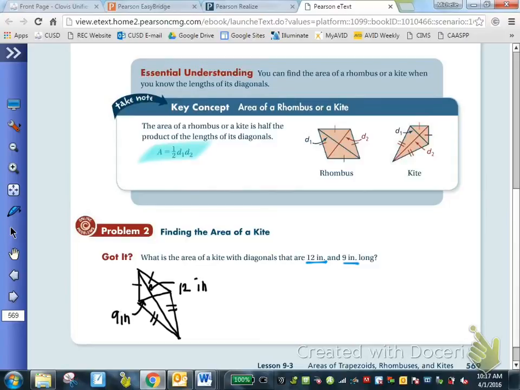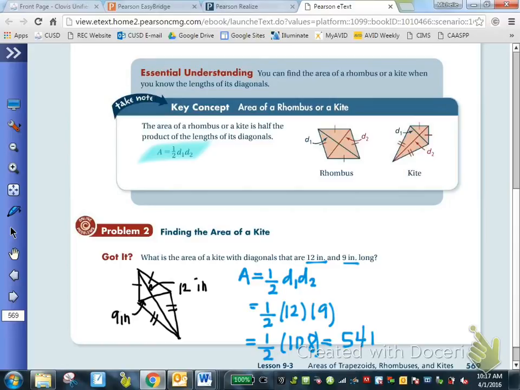Okay, same thing. I want you guys to write out the area formula. So 1/2 D1 D2. So our area for this one is 1/2, first diagonal is 12, second diagonal is 9. Did somebody do 12 times 9 for me already? Jen. 108. And what's half of 108, guys? 54 inches squared. How do you guys feel?